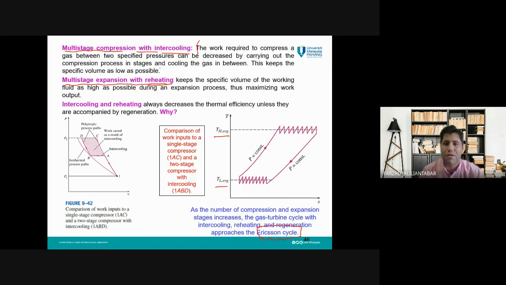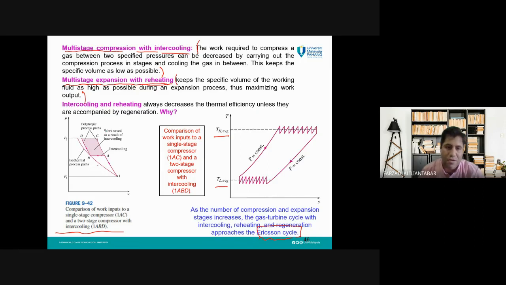The reason also is mentioned here: to increase the power output of the turbine and to reduce the power input for the compressor. And this PV diagram, we had this graph in thermodynamics as well, which is for a process from state 1, for example, to state 2. Then we have different approaches.